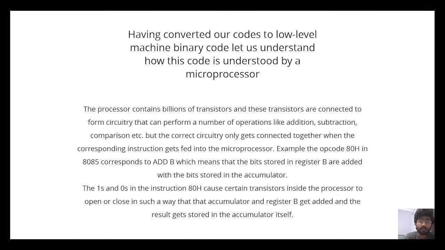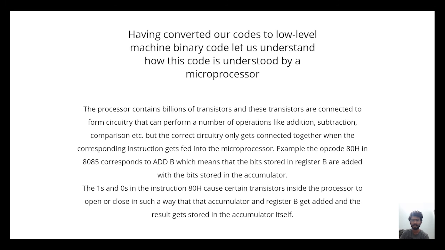Let me explain how a microprocessor works. The processor contains the circuitry to do a number of operations like addition, subtraction, comparison, etc. But the correct circuitry only gets connected when the corresponding instructions get fed into the microprocessor. For example, the opcode 80H in 8085 corresponds to ADD B, which means that the value stored in register B is added with the value stored in the accumulator. The ones and zeros in the instruction 80H cause the transistors inside the processor to open and close in such a way that the accumulator and register B get connected and the result of the addition gets stored inside the accumulator itself.